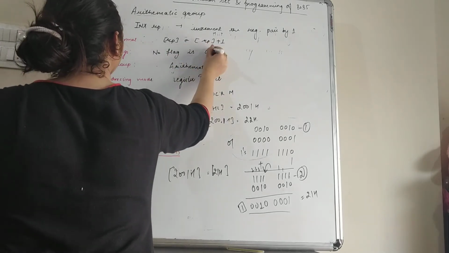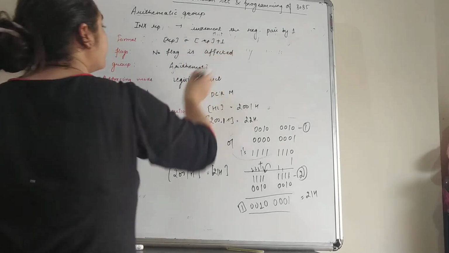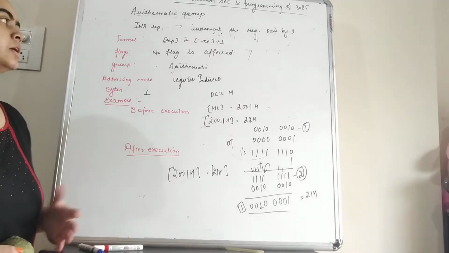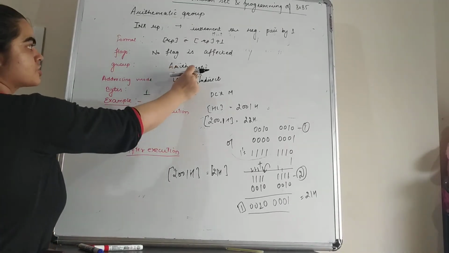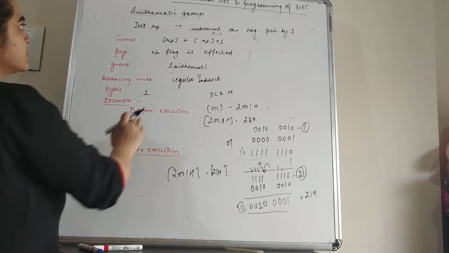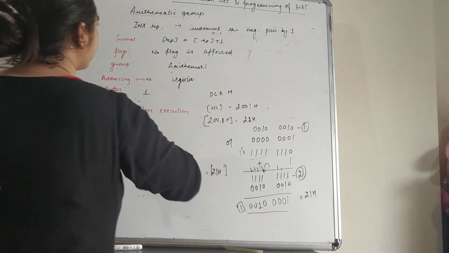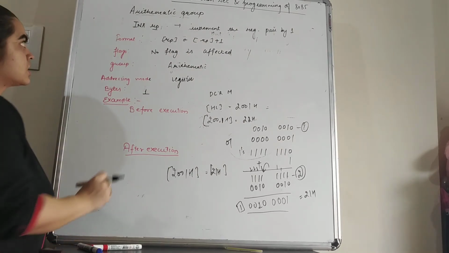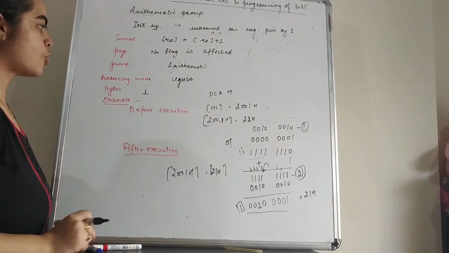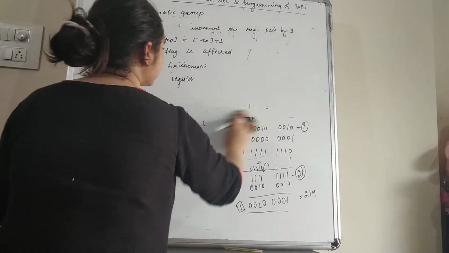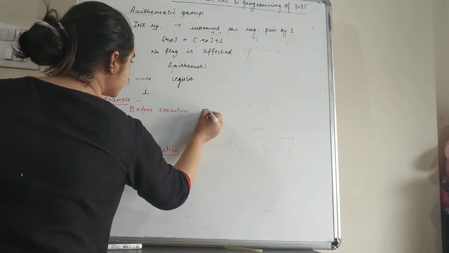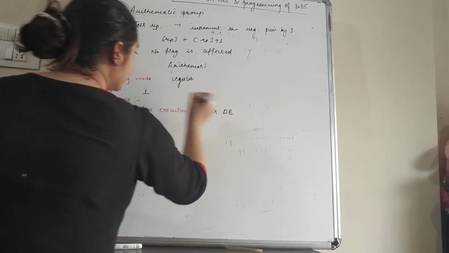Why? Because we can only increment the memory address. We cannot increment the contents in the memory location. The group of this instruction is arithmetic group, and the addressing mode is register addressing mode because the register pair is specified in the instruction, and 1 byte of memory is occupied by this instruction. For example, we have the instruction INX D.